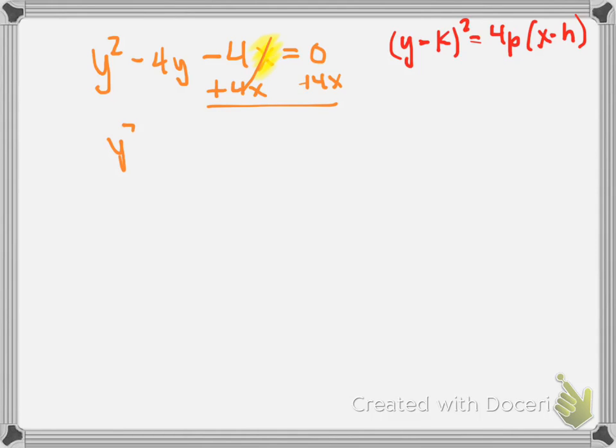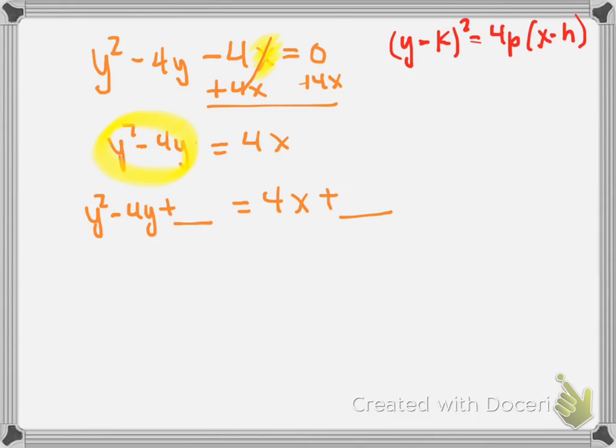So that gives me y squared minus 4y plus blank equals 4x. Now, I'm going to have to take this part right here and I need to complete the square. So the way that I rewrite this right now is y squared minus 4y plus blank equals 4x plus blank. The reason I have that blank there is I have to go ahead and complete the square. And if I add something to the left, I also have to add something to the right. So I have to have those blanks on both sides.